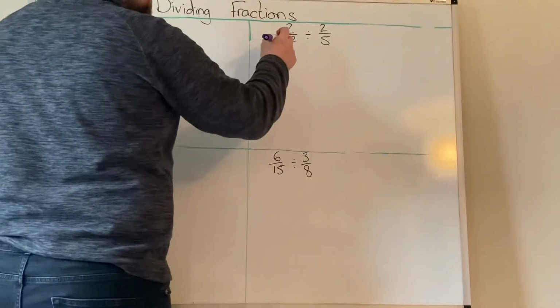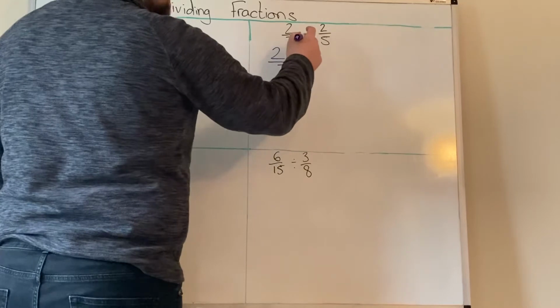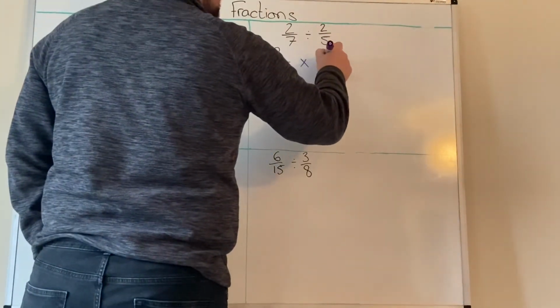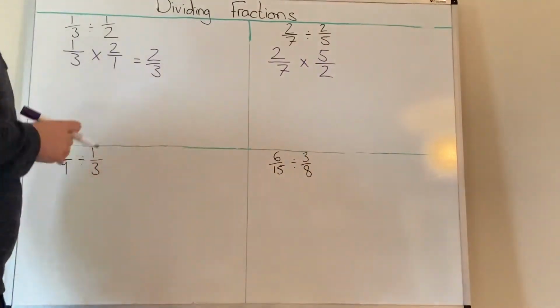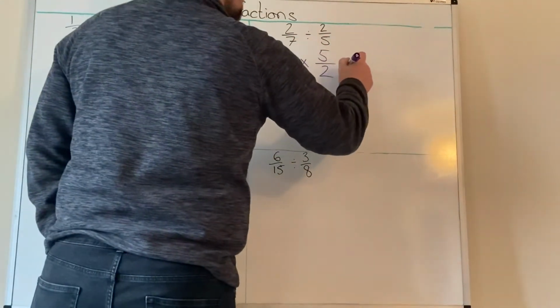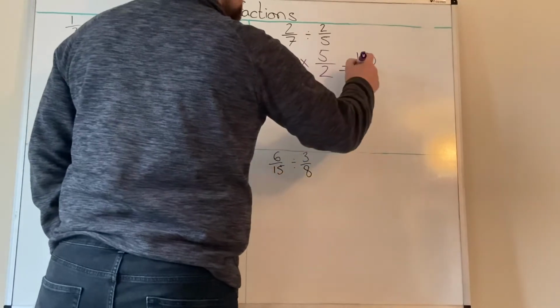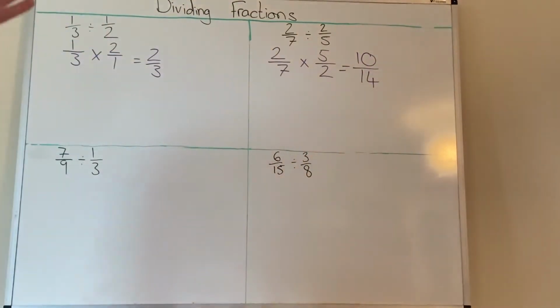As I said to you, 2/7 we don't do anything with. We change the sign to a multiplication. We flip, we reciprocate the second fraction, so we end up with 5 over 2. Then we're going to multiply just like we were doing yesterday. So 2 times 5 is 10, 7 times 2 is 14. Now you all should be able to get to that point.